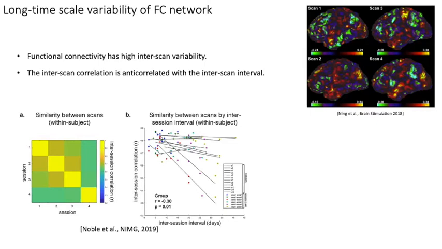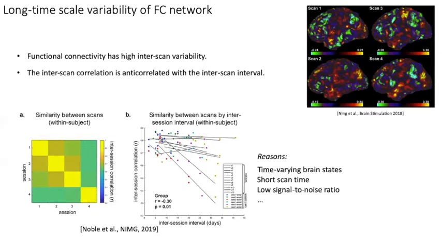Another paper also showed the scan-to-scan variability of the FC matrix, trying to see whether it can be reproduced from scan to scan. For example, if you scan the same person three times, this is the similarity measure between the FC matrices. In some sense the similarity could be very low, but it really depends on the subjects and also the scan interval. For some subjects it is more or less similar, but for some subjects the similarity decays significantly with increasing intersession interval.